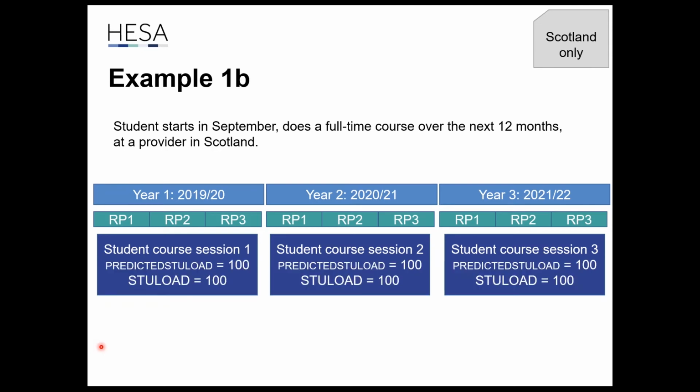So looking at the equivalent for Scotland, they don't have the entity, they're returning the fields on student core session. So here in the first year, in reference period 1, you'd return the predicted FTE student load as 100, because that's what the student is planned to do. In reference period 2, if that's still the same, then you wouldn't need to update it. It would remain as 100. And then in reference period 3, they're finishing their student core session, so then you would also return the student load field at the end here.